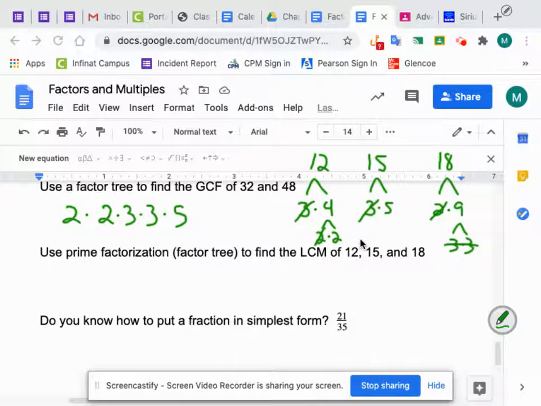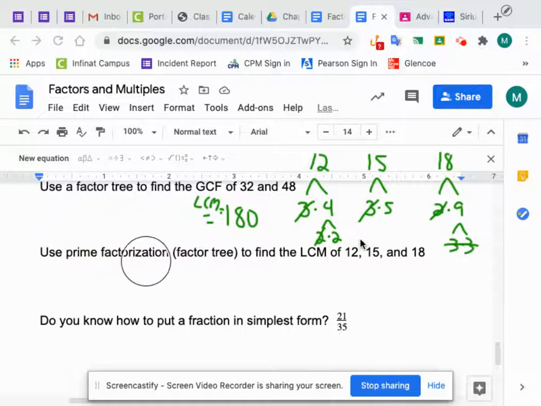So if I do this, 5 times 2 is 10. And then I have 2 times 3 is 6. 6 times 3 is 18. So now I have 10 times 18, which equals 180. And so my LCM equals 180. And so you see how if you have much larger numbers, I would not want to list out all of the factors or all the multiples of these numbers because it could take a long time.